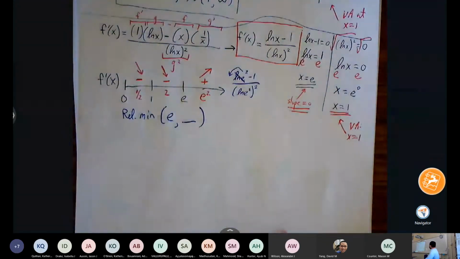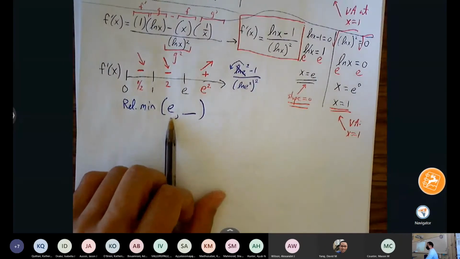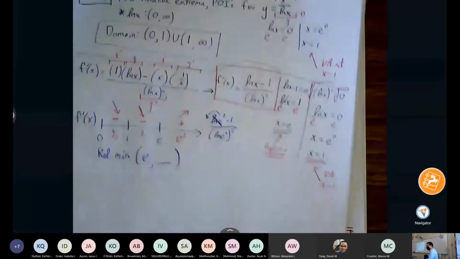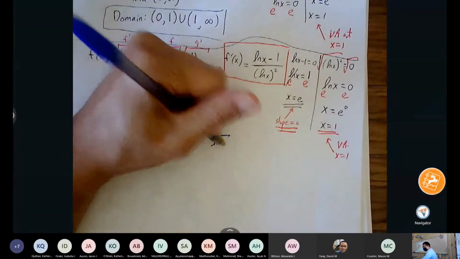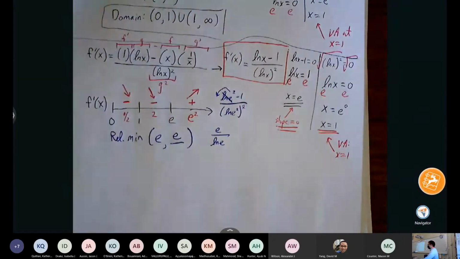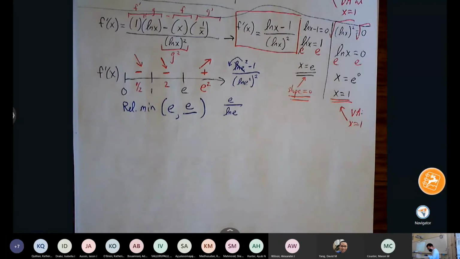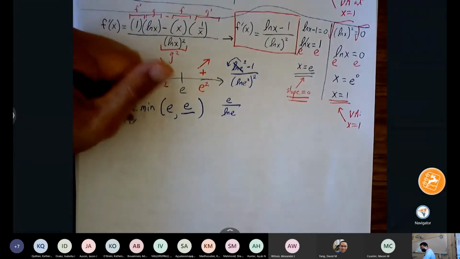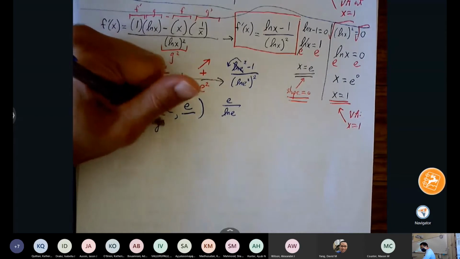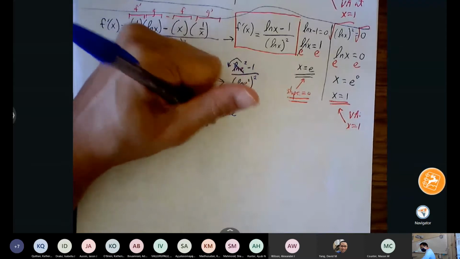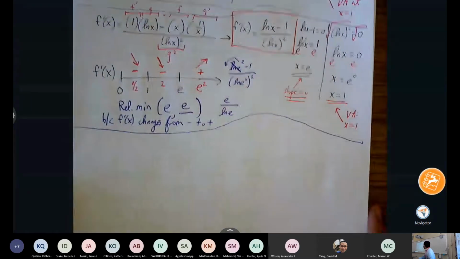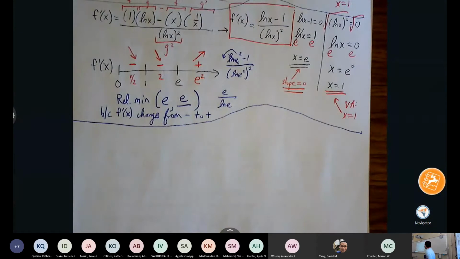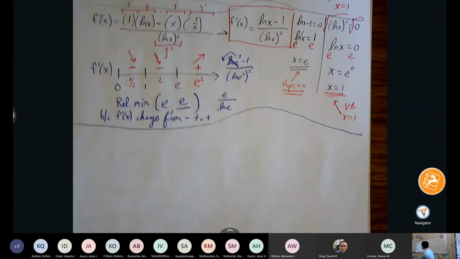And if I want to find the physical location of that point, I have to go back to the original. So e over natural log of e. You know natural log of e is already 1, so e over 1 is just e. So x value e, y value e. And the reasoning is because f prime changes from negative to positive. Okay, any questions with f prime?